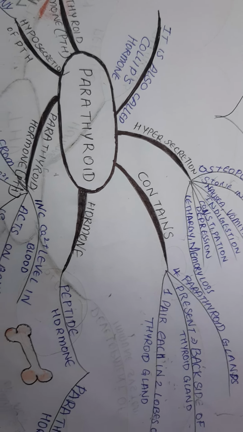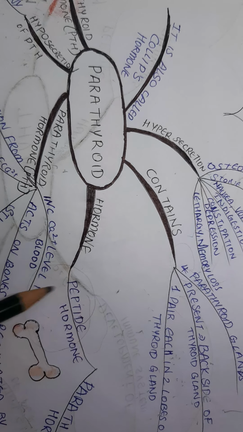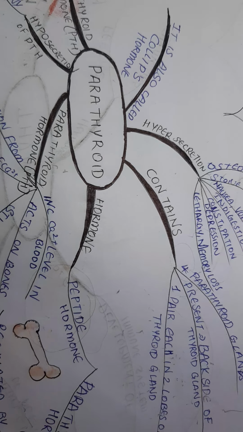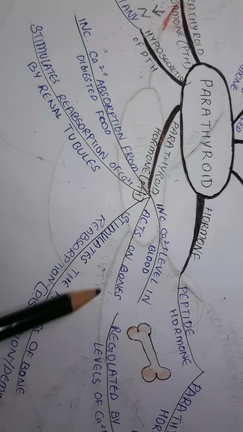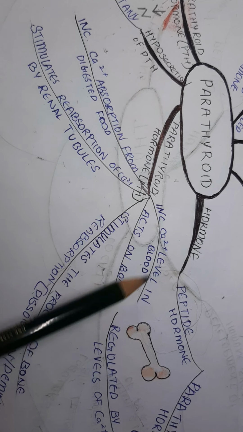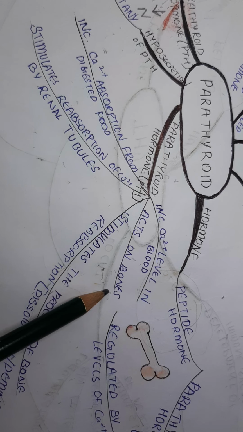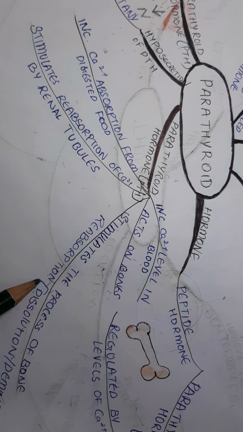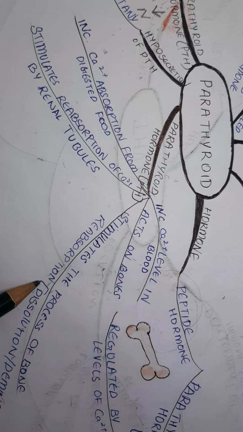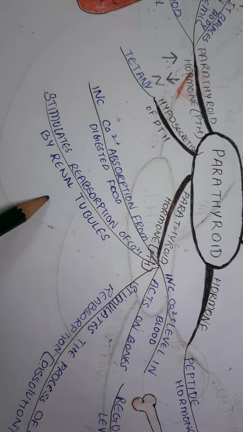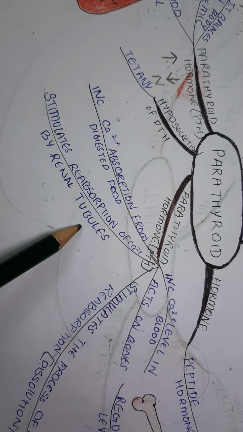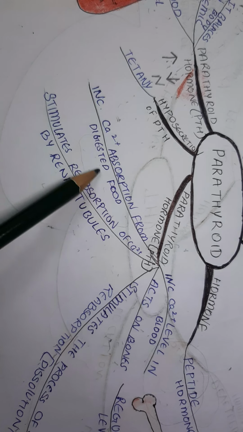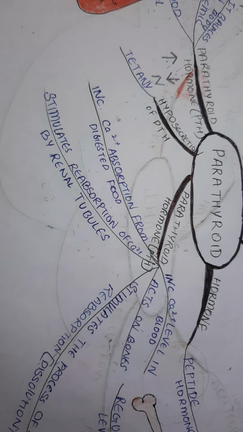This hormone, that is parathyroid hormone, is peptide in nature, and it regulates the calcium levels in our body. What are the functions of this parathyroid hormone? Parathyroid hormone increases calcium levels in the blood. It acts on the bones. It stimulates the process of bone resorption, that is, it releases the calcium present in the bones. It also stimulates reabsorption of calcium by renal tubules, and also from the digestive food it absorbs the calcium.